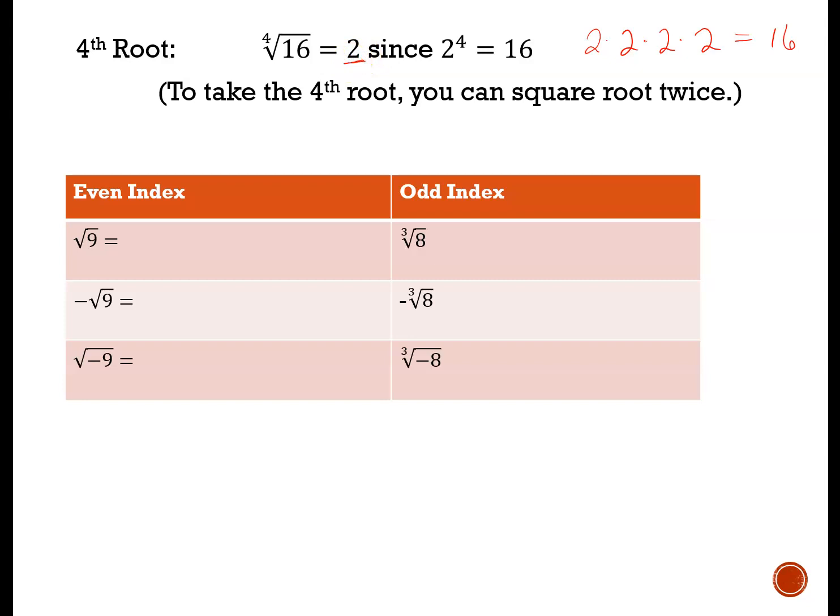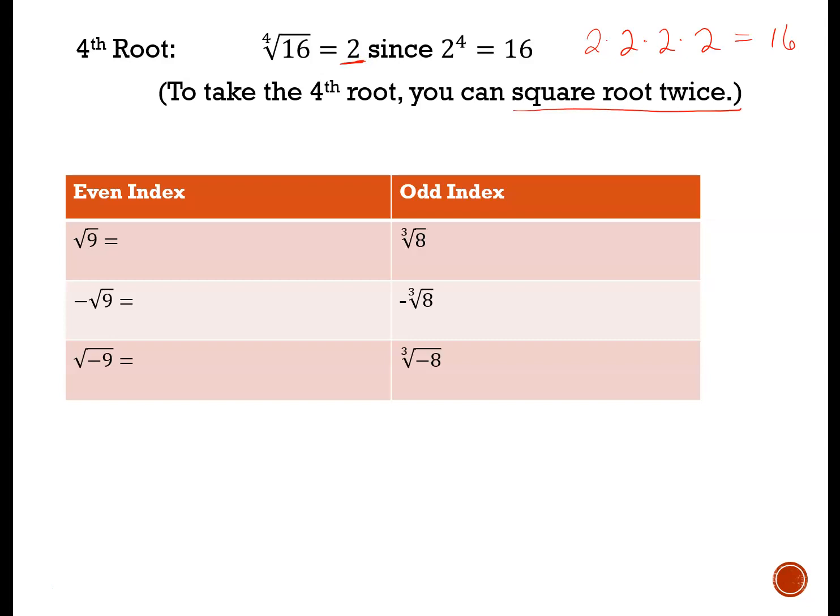Now here's a quick way that you can find the 4th root of a number. You can square root twice. So if I'm taking the 4th root of 16, I could first in my mind say the square root of 16 is 4, and the square root of 4 is 2. So take the square root twice, and that'll help you get to your fourth root.